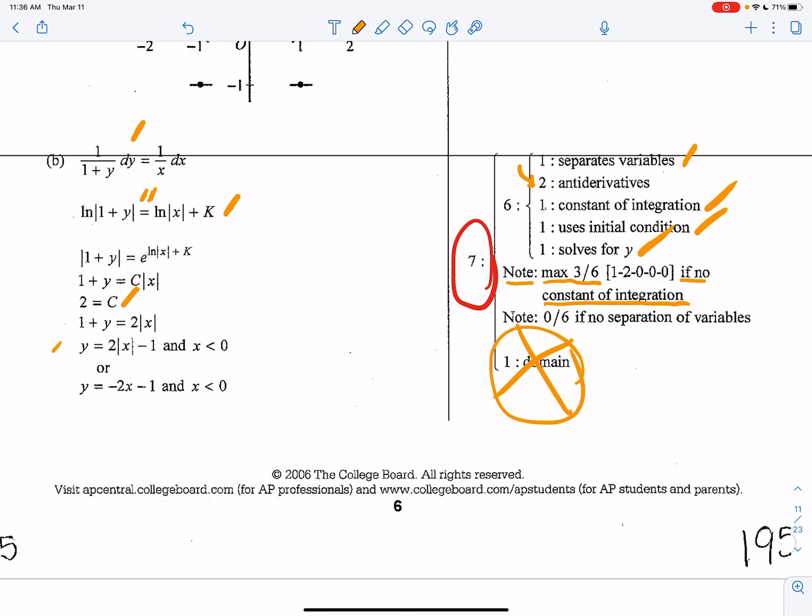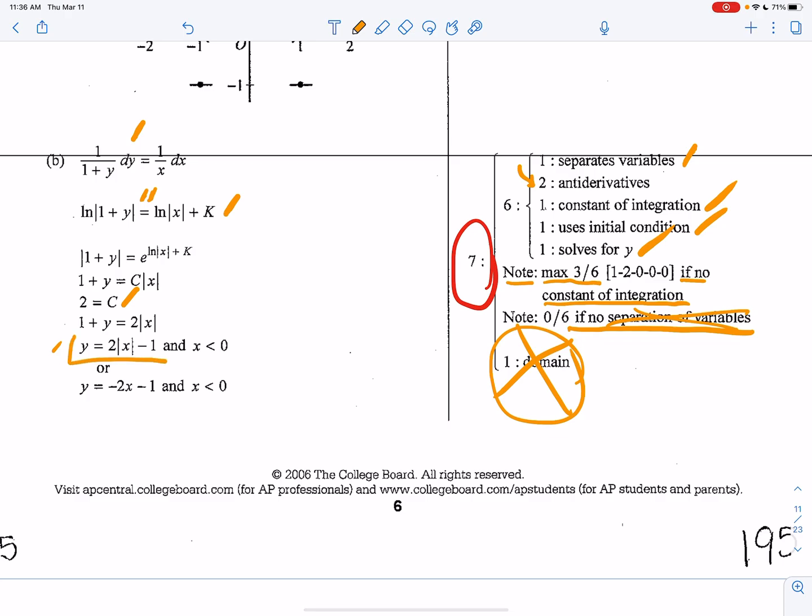So 2 things. These points are very easy to get with practice. Another thing. If you do not separate correctly, you've forfeited all of these points. You cannot know how to do all the integration and the solving and the finding the C, but mess up on the separation part. So make sure that you guys are good with separating and then integrating and then finding C and then isolating.